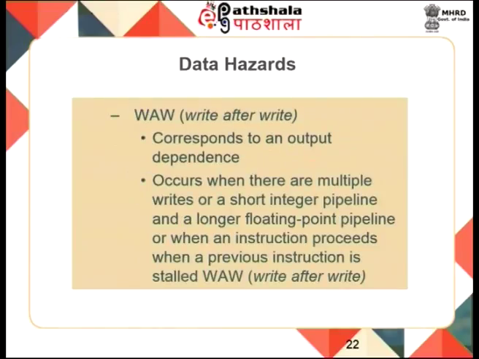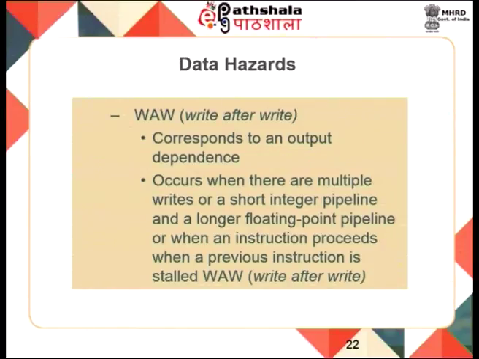So, I does some operation and writes the result, and only after that J should go and read the result. If this ordering is not preserved and J tries to read it before I has written it, then it will get the wrong data, and that will give rise to what is called a read after write hazard. The second one is a write after write hazard.